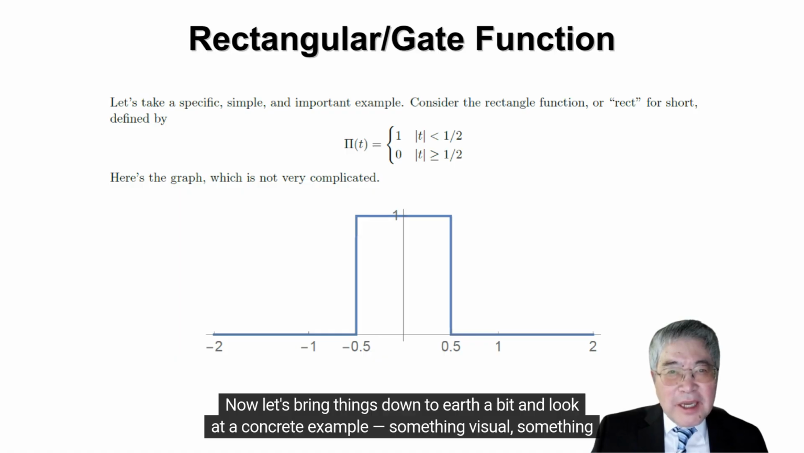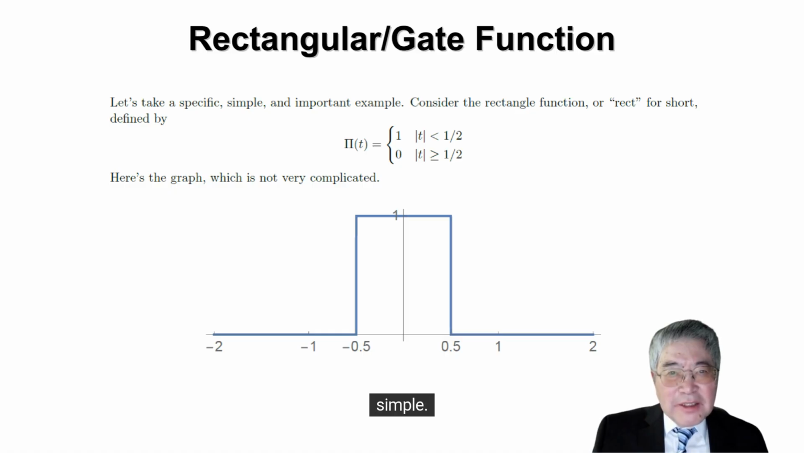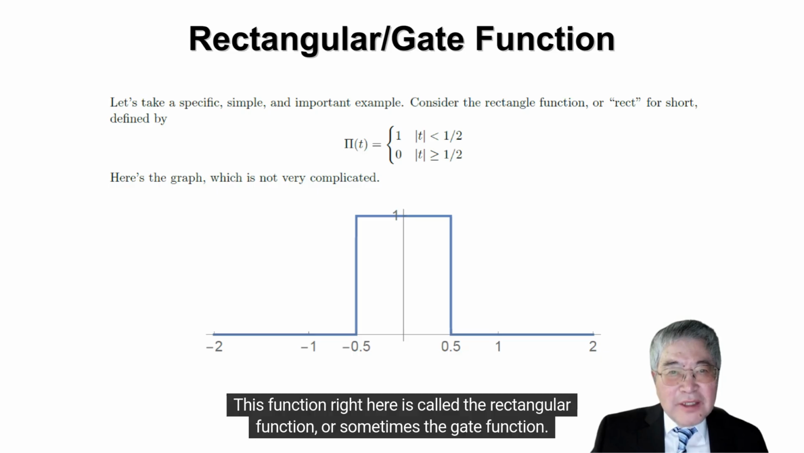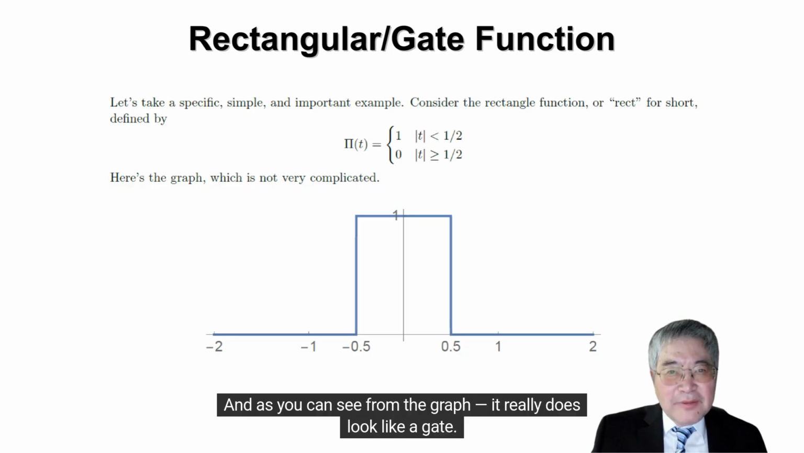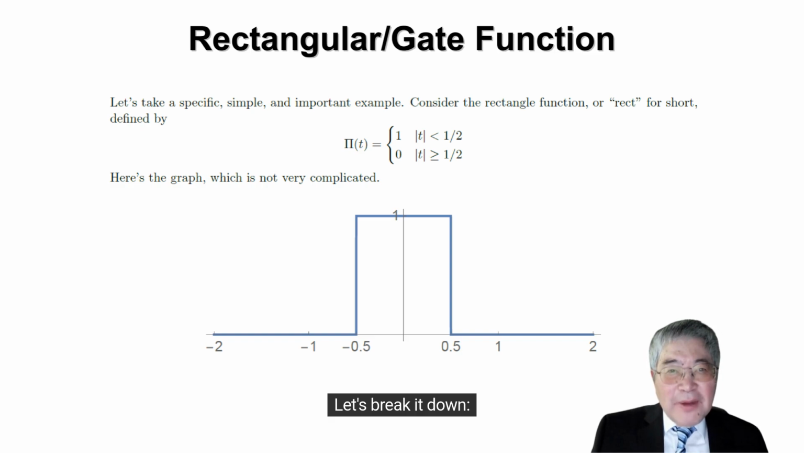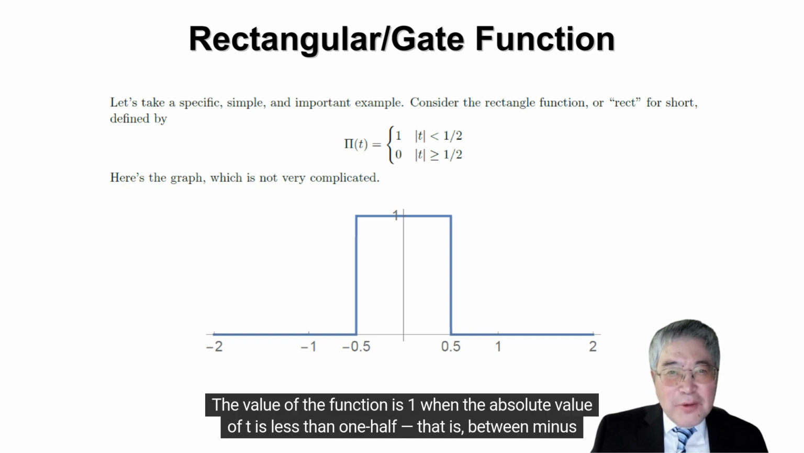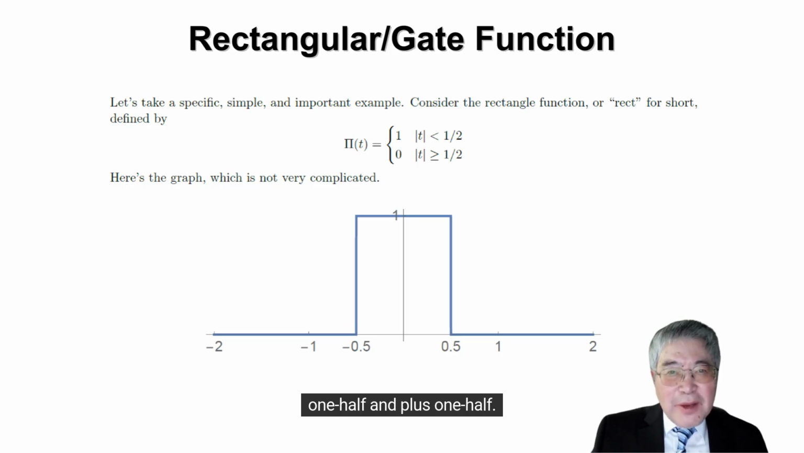Now let's bring things down to earth a bit and look at a concrete example, something visual, something simple. This function right here is called the rectangular function, or sometimes the gate function. You'll also see it written as pi of t, and as you can see from the graph, it really does look like a gate. Let's break it down. The value of the function is 1 when the absolute value of t is less than 1/2, that is between minus 1/2 and plus 1/2. Outside that interval, the function drops to 0.